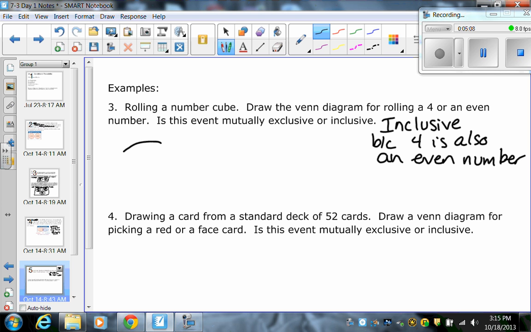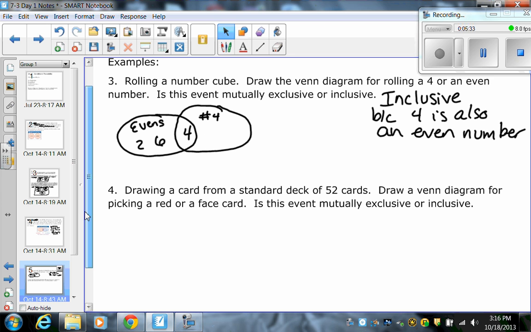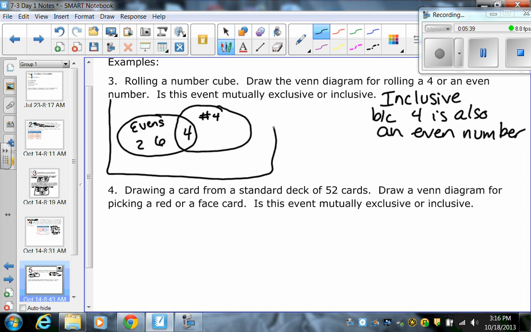So we have one circle where we're going to put all of our evens, which are 2, 4 is going to be in the middle, and 6, and then the number 4. So the only number 4 is the 4 where it overlaps. And if you want to put the box, you can here, and it would be labeled rolling a number cube.